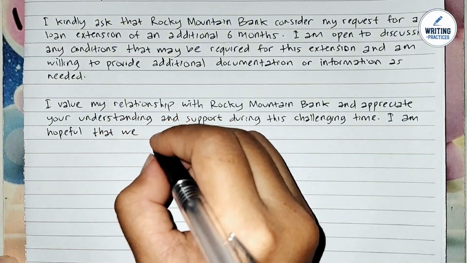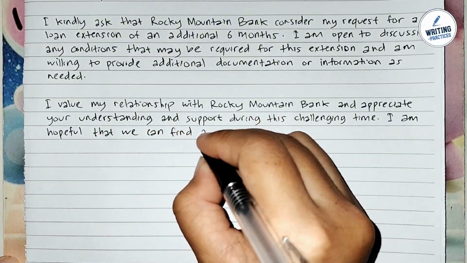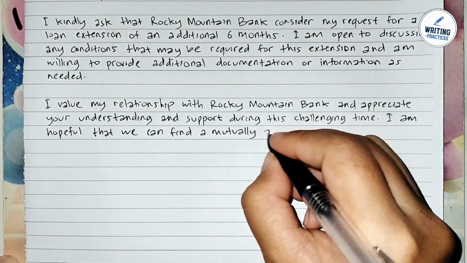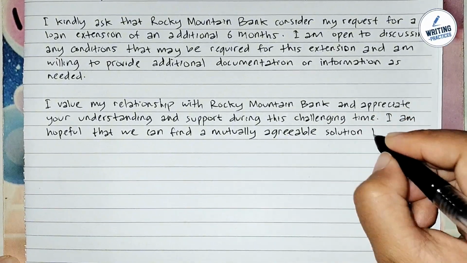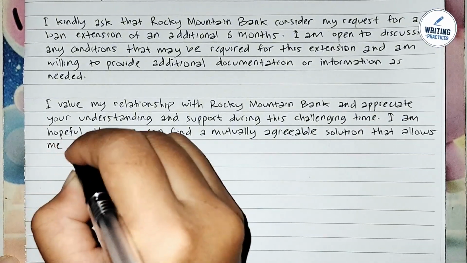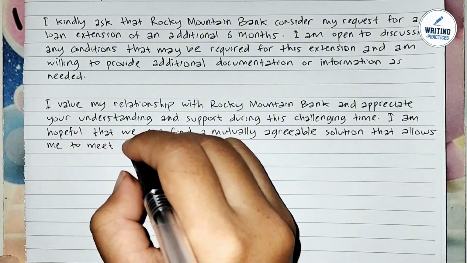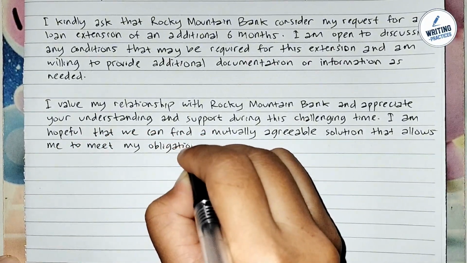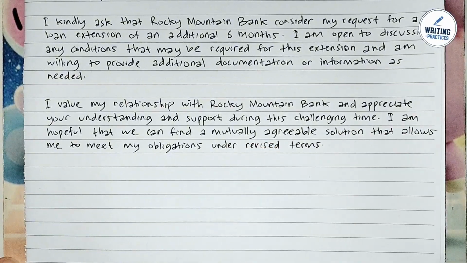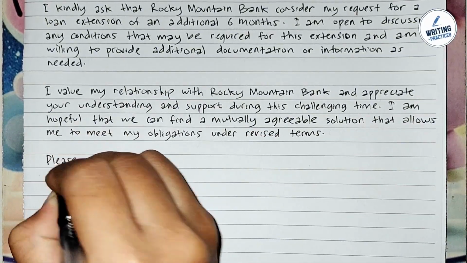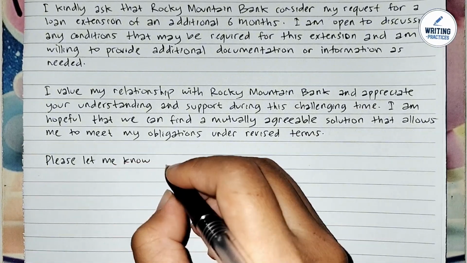This sentence conveys the borrower's optimism and willingness to find a solution that benefits both parties, ensuring the borrower can meet their obligations under revised terms. For example is, "I am hopeful that we can find a mutually agreeable solution that allows me to meet my obligations under revised terms." In the seventh paragraph, this will be talking about the next steps.